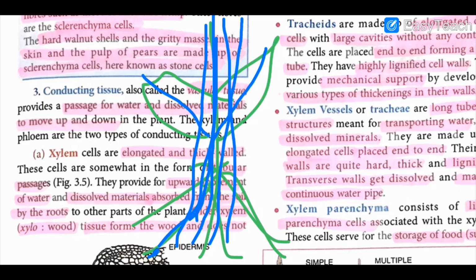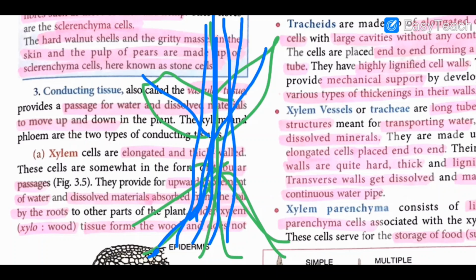Fine, and they provide the support for an upward movement of water and dissolved materials. As I just said, upward movement. Why? Because it goes from the roots to different parts of the plant. Alright, and dissolved materials absorbed from the soil by the roots go to other parts of the plant, and older xylem tissue forms the wood and does not participate in transport. You can determine the age of the tree by counting the annual rings, which actually are the xylem rings, and from the number of xylem rings that it has, we can predict the age of the plant.